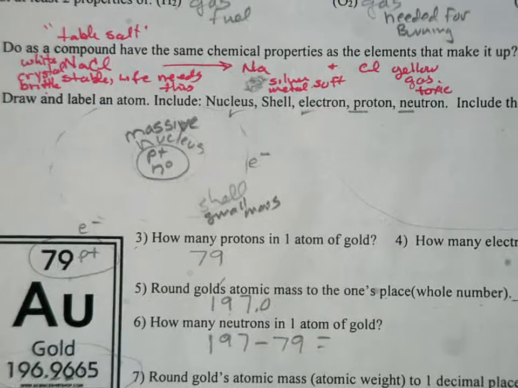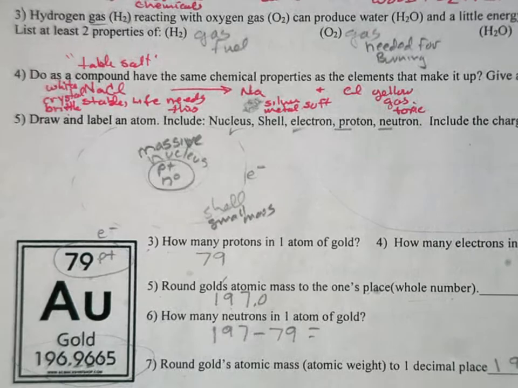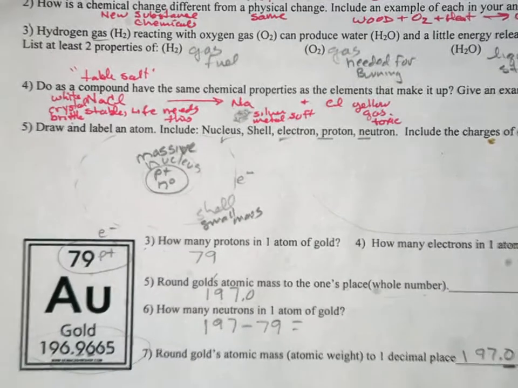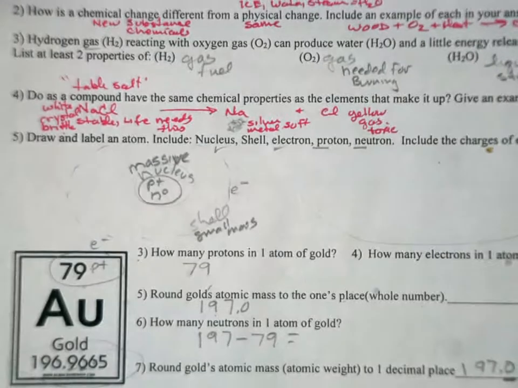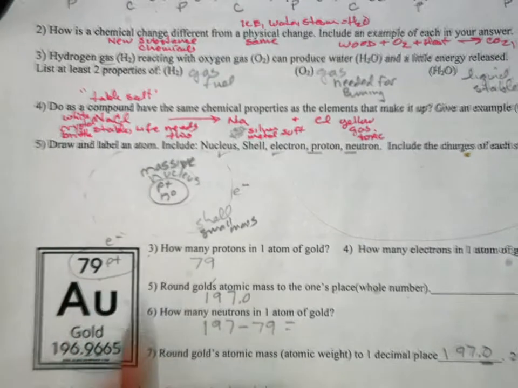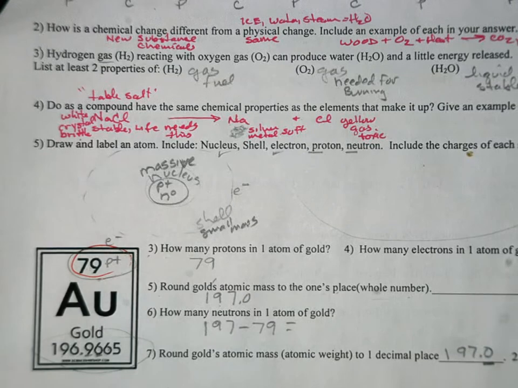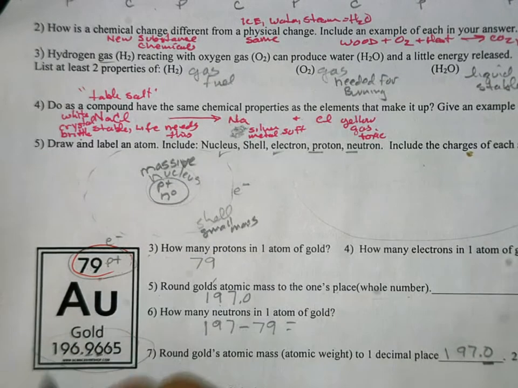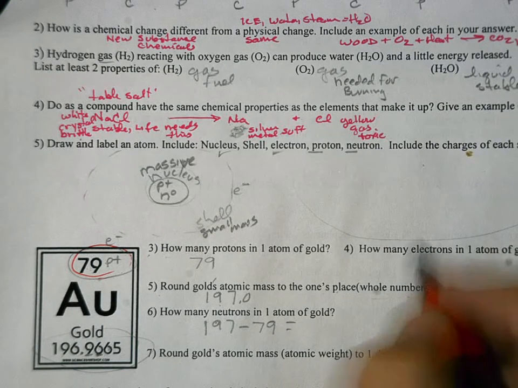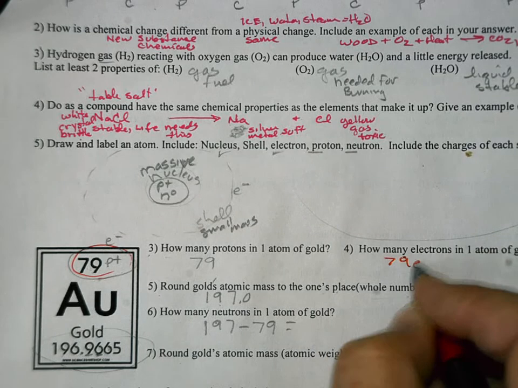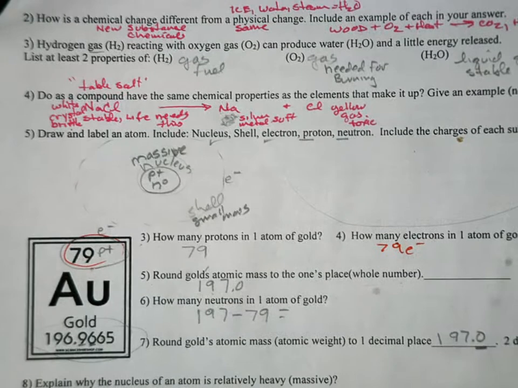Over here, this problem. The problem is asking, how many electrons are in one atom of gold? Well, if it has not done any reacting, the protons that the atomic number tells us will attract an electron. So how many electrons in one atom of gold? There will also be 79 electrons until chemical bonding occurs.